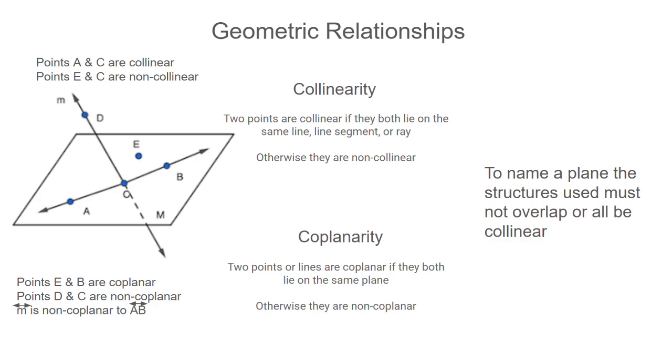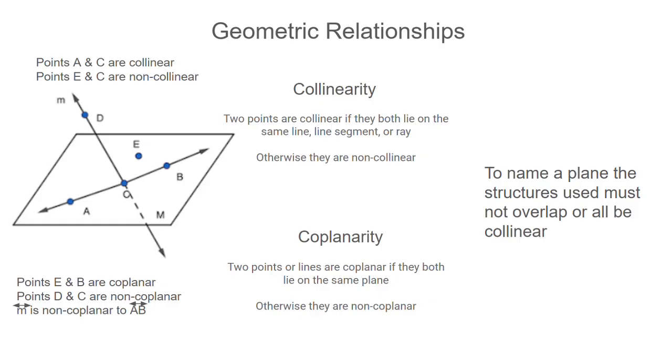Moving on to the second half of this video, we will discuss geometric relationships, starting with collinearity, which is a relation that 2 points will have if they are both on a line, line segment, or ray together. If 2 points do not share a defined line together, then they are non-collinear. For example, in the diagram to the left, the points A and C are collinear, but the points C and E are non-collinear. Another requirement we didn't cover earlier to name a plane is that the structures used to describe it must not be collinear, so that every structure adds new information.